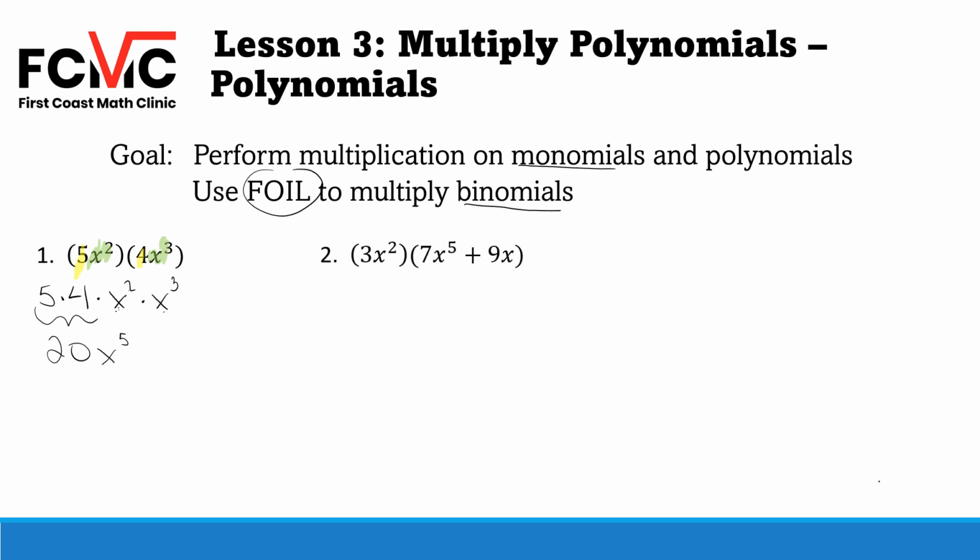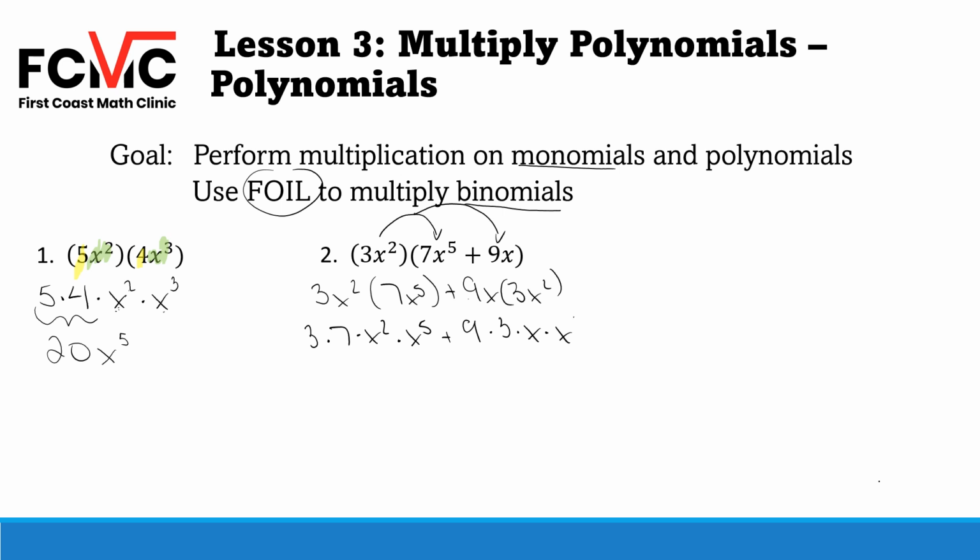For the next example, we've got 3x squared times 7x to the fifth plus 9x. So here we're going to distribute the 3x squared inside the parentheses. So we're going to have 3x squared times 7x to the fifth plus 9x times 3x squared. So we can multiply our 3 times 7, and then our x to the second times x to the fifth, and then our 9 times 3, and then our x times x to the second.